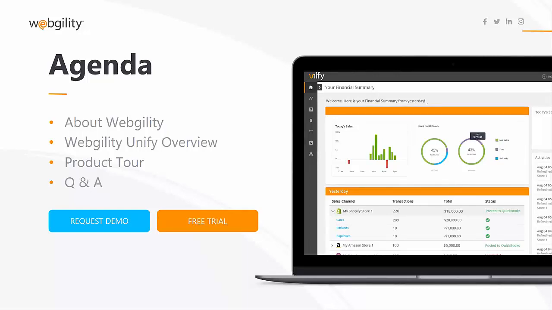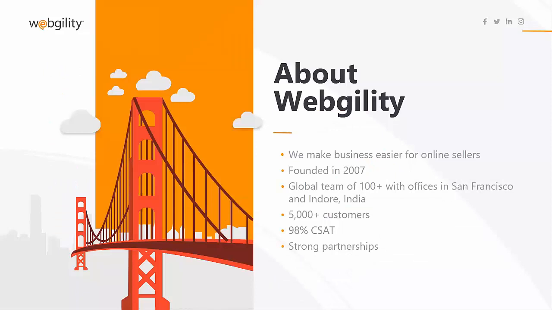So let's get going. A little bit about Webgility. At the fundamental core, what we do is make businesses easy to sell online, and we make things easier for online sellers. We were founded in 2007, and we have a global team of over 100 employees with offices in both San Francisco and Indore, India. And we support thousands of customers.